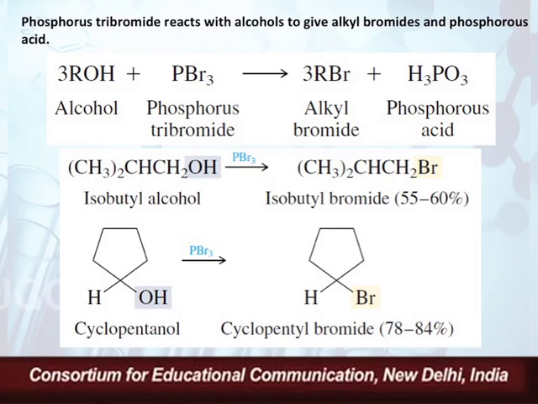As you can see on your screens, the general reaction, that is 3 molecules of alcohols, reacts with 1 molecule of PBr3, resulting in formation of an alkyl bromide. And for this, we can take a reaction of isobutyl alcohol with phosphorus tribromide, resulting in formation of isopropyl bromide in 55 to 60% yield.